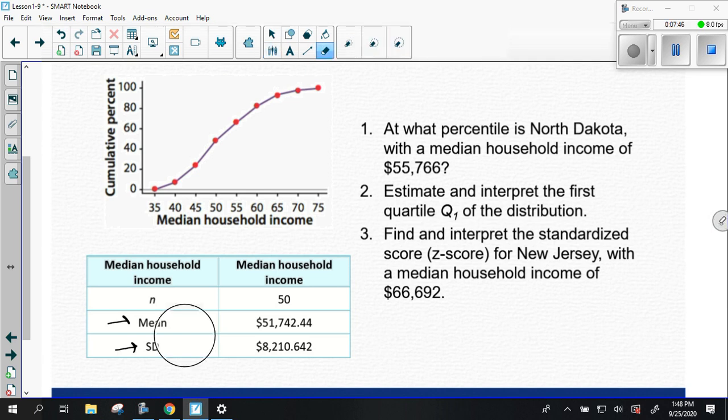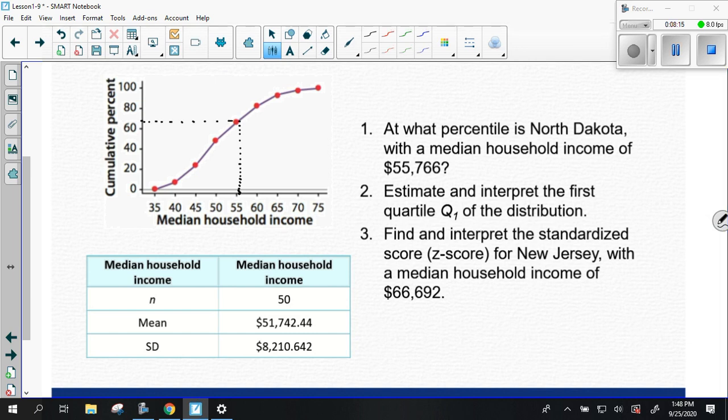So let's answer number 1. At what percentile is North Dakota with a median household income of $55,766? So 55.7, maybe that's right about here. So we're going to go up, and that's hitting about where that dot is. You're going to estimate. It's not perfectly in between 60 and 80 there, so not 70. So let's estimate maybe 68. As long as it's close enough, we're good.